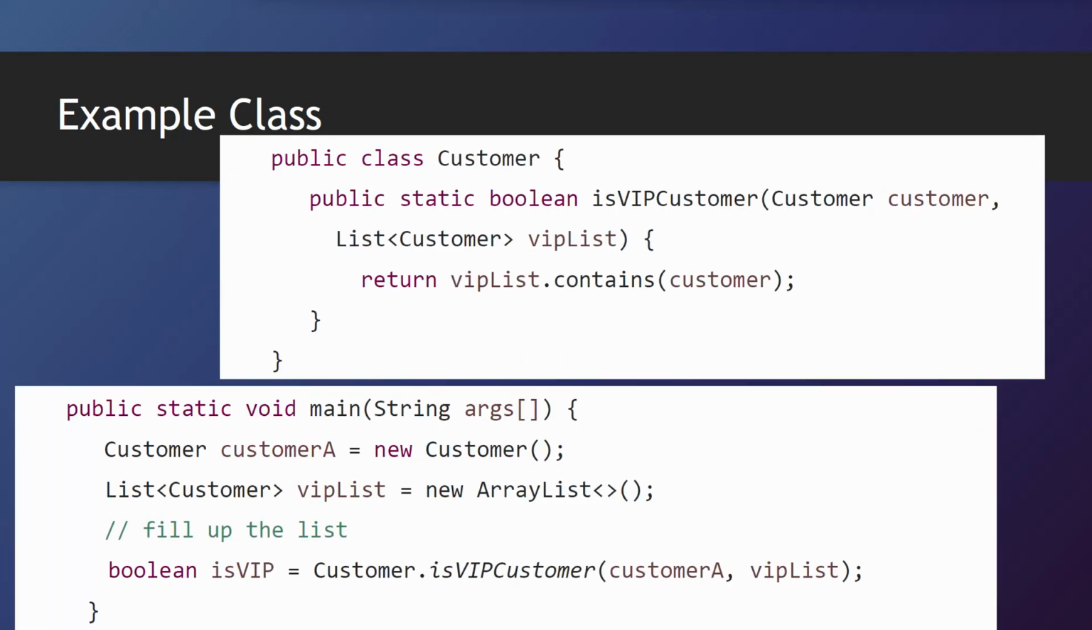Similar to when we access static variables, it's best practice to invoke static methods through the name of the class. This isn't always required by the compiler, but again, it's a good cue to your reader that the method is static. In this example, we invoke the isVIPCustomer method through the name of the Customer class.